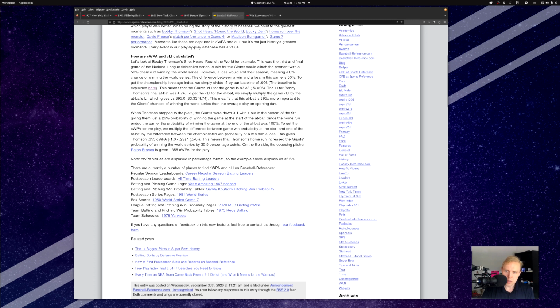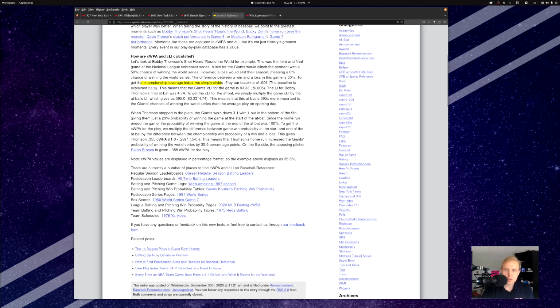Let's look at Bobby Thompson's shot heard round the world, the game we just looked at. A win for the Giants would clinch the pennant with a 50% chance of winning the World Series. Whether it was really 50% or not against the 1950 Yankees is also kind of up for debate. I think that we could probably get better chances than just a coin flip once you hit the World Series. But anyway, there's still a lot of work to be done. A loss would end their season, which gives you a 0% chance of winning the World Series. The difference between a win and a loss in this game is 50%.